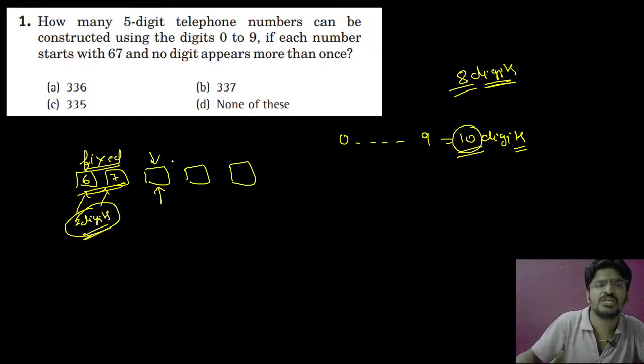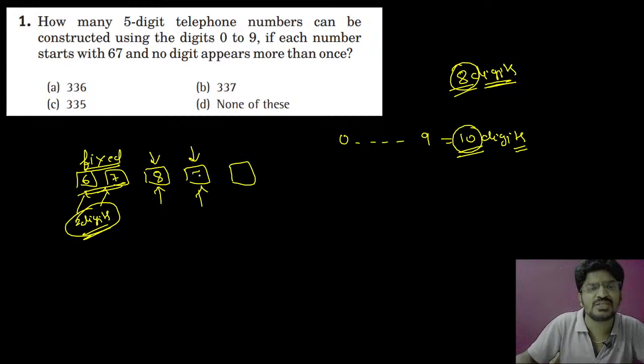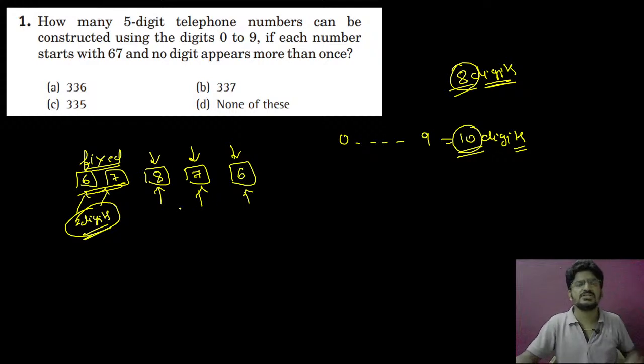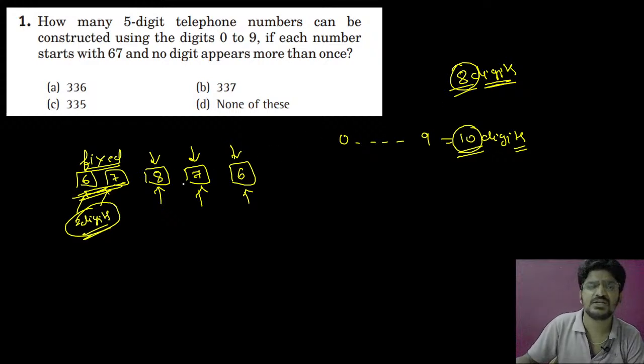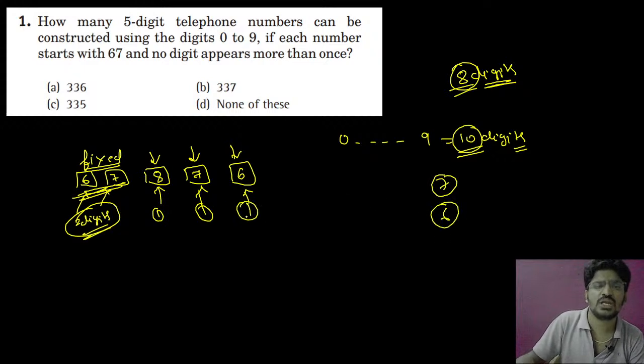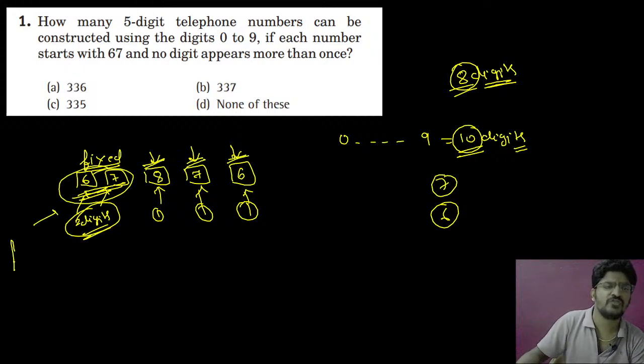Okay, so in that 8 digits I will use here. For this box, how many choices do you have? You have 8 choices. For this box, how many choices will you remain with? You will remain with 7 choices. For this box, how many choices are you having? 6, because by using these 2 here, you remain with 8 digits. From this 8, you use 1 here, you will remain with 7 digits. Use 1 here, you will remain with 6 digits. So that means you got 8 choices, 7 choices, 6 choices. Don't worry about the fixed ones.